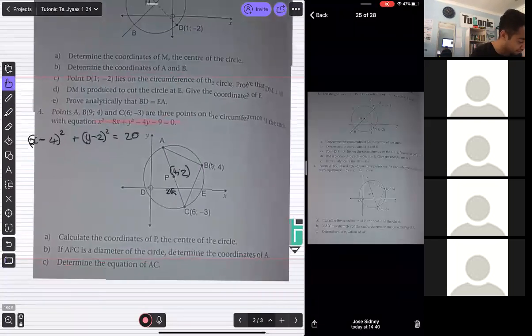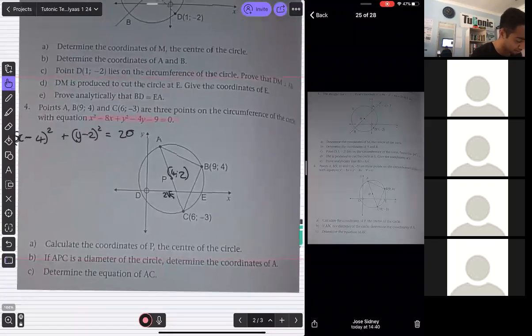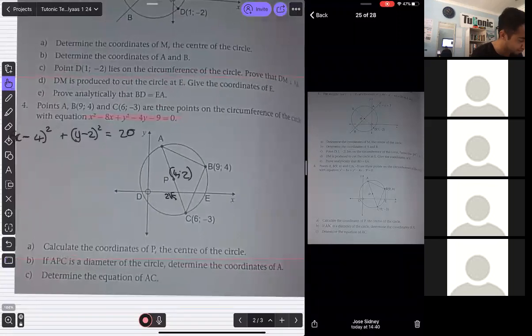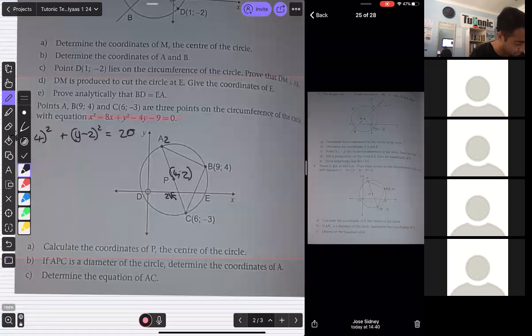If APC is the diameter, determine A. This is the same as the previous one because you've got a midpoint. Just from looking at this, the x distance is 2 and the y distance is 5, so it's going to be 7. But you guys know how to do this. You would just use the midpoint formula, and you would get that.